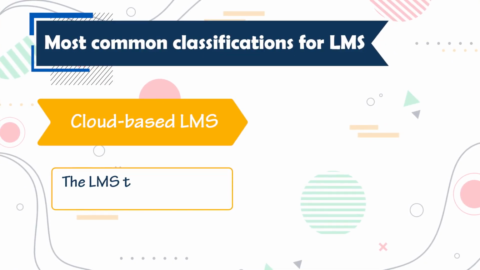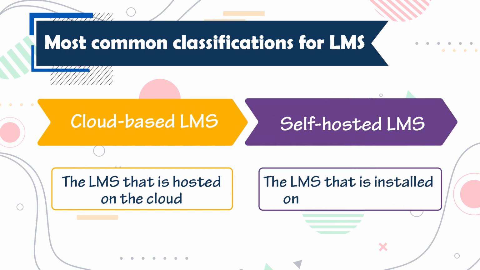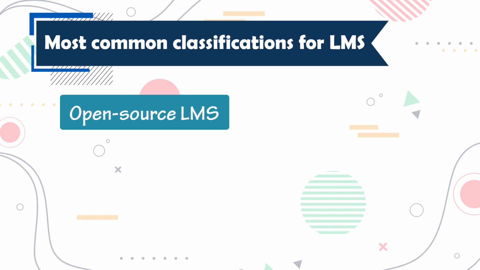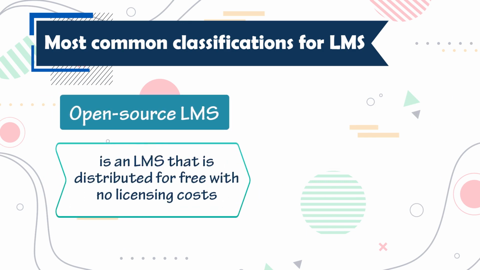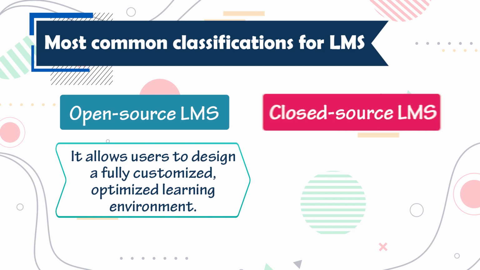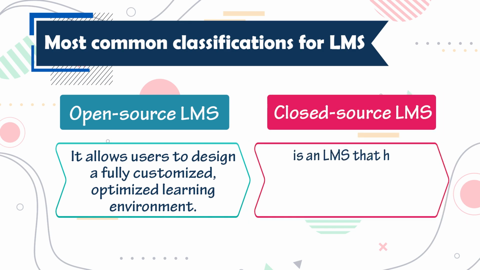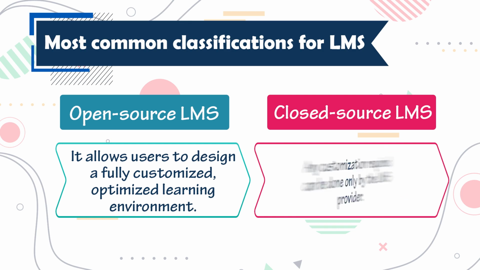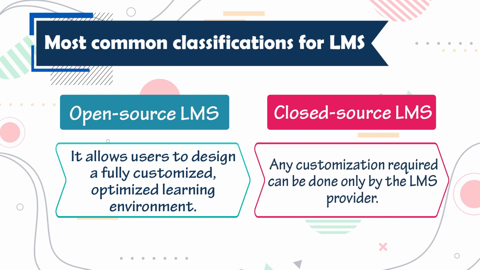A cloud-based LMS is hosted on a cloud, while the self-hosted is an LMS that is installed on the user's servers. As for the second classification, the open source LMS is an LMS that is distributed for free with no license cost. In addition, it allows the user to design a fully customized learning environment, while the closed source LMS is an LMS that has a closed code, so accessing it requires subscriptions and license fees. And in addition, any customization requires the LMS provider to do it.